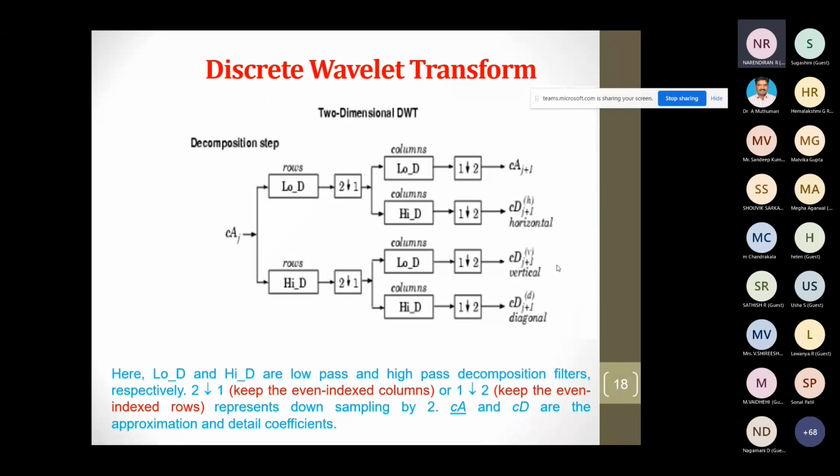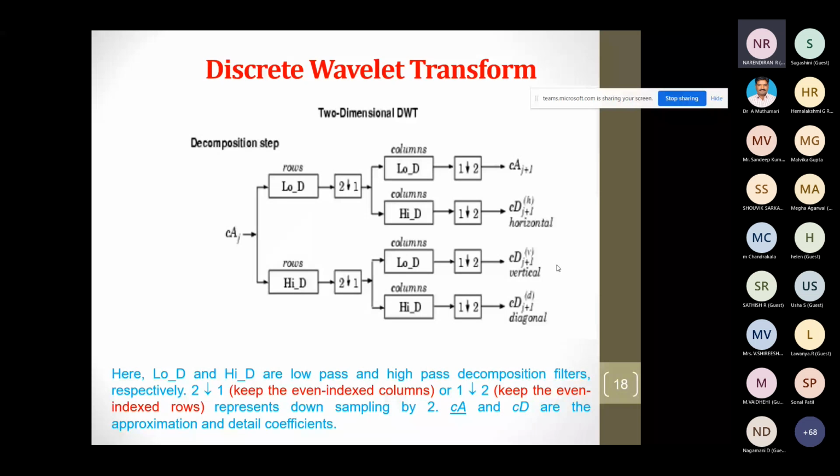DWT. I told you what DWT is. It's a wavelet. After the analysis, we will have 2 components. One is called approximation, as well as details. So there are 2 components we can get out of this analysis.